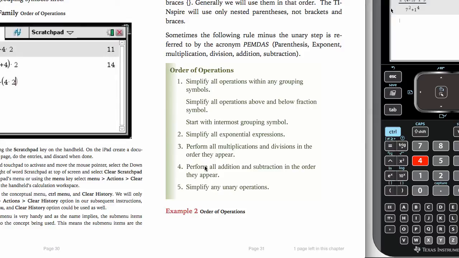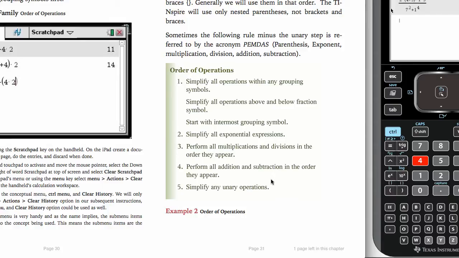In 3 and 4, we want to go from left to right. So it doesn't mean do multiplication over division. It means these are both performed at the same level and perform them from left to right. And the same thing with add and subtract. Doesn't mean that addition needs to be performed before subtraction. It's whichever one occurs from left to right.